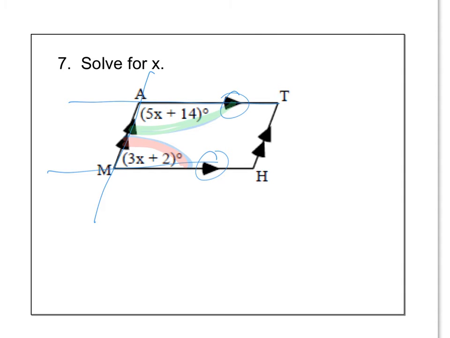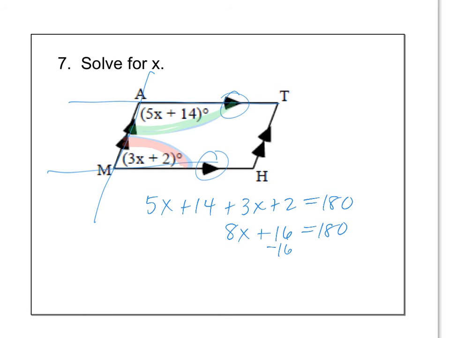What's going to happen is those two, they're consecutive interiors and they're between parallel lines. They're going to be supplementary, or in other words, they will add up to 180. So 5x plus 14 plus 3x plus 2 equals 180. Combine your x's, you get 8x plus 16 equals 180. Subtract 16. 8x equals 164, I think. Divide by 8. And I think you actually get a decimal. I feel like it's 20.5, but maybe check that on your calculator just to be sure.